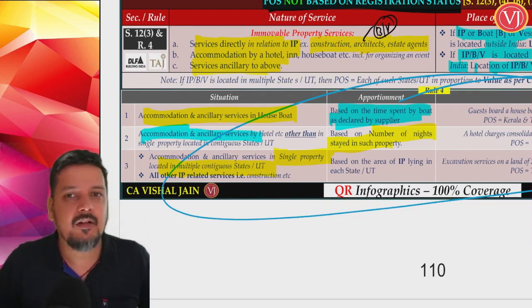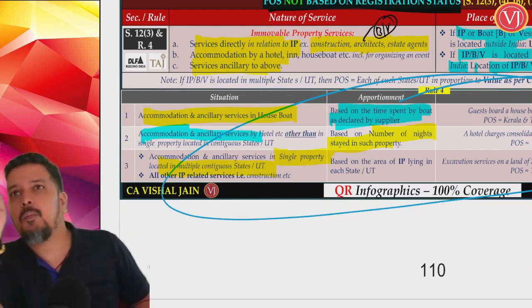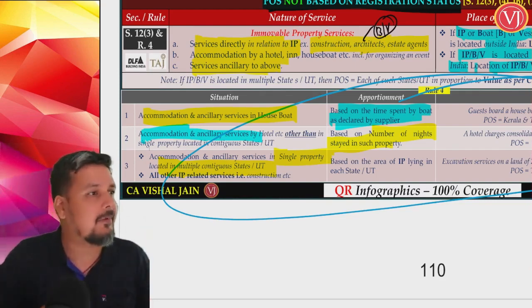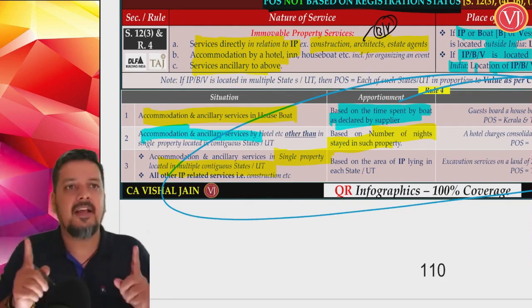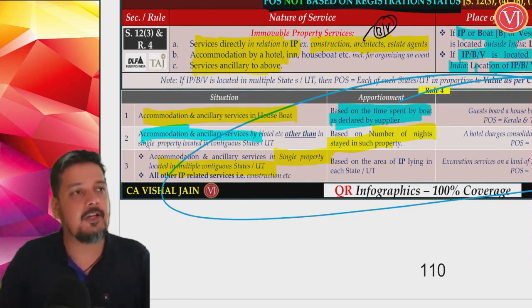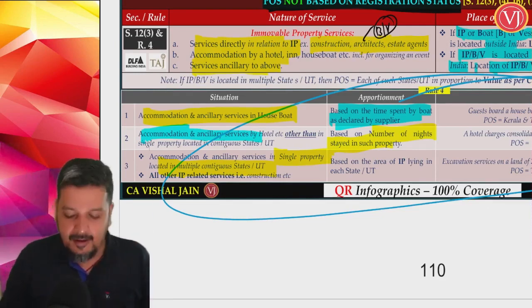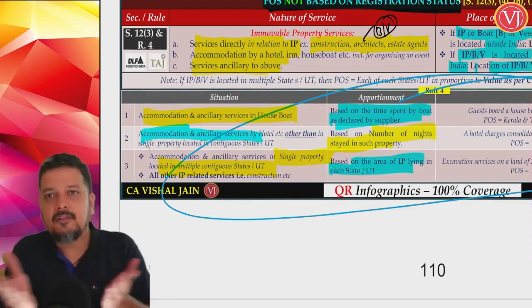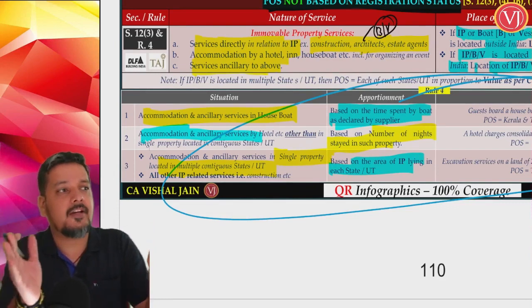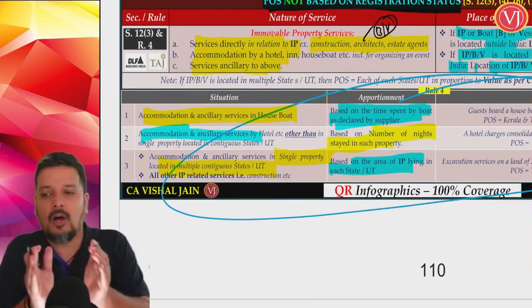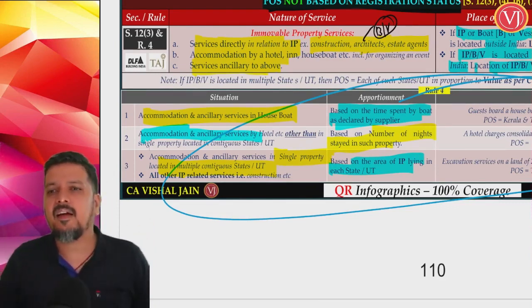resort. Now, it cannot be that the place of supply is based on which room I stay in. That cannot be the logical answer. What is the logical answer? Place of supply for the entire stay will be 2 states, Tamil Nadu and Kerala. How to split it? Based on the square feet of that resort in Tamil Nadu and the square feet of that resort in Kerala.